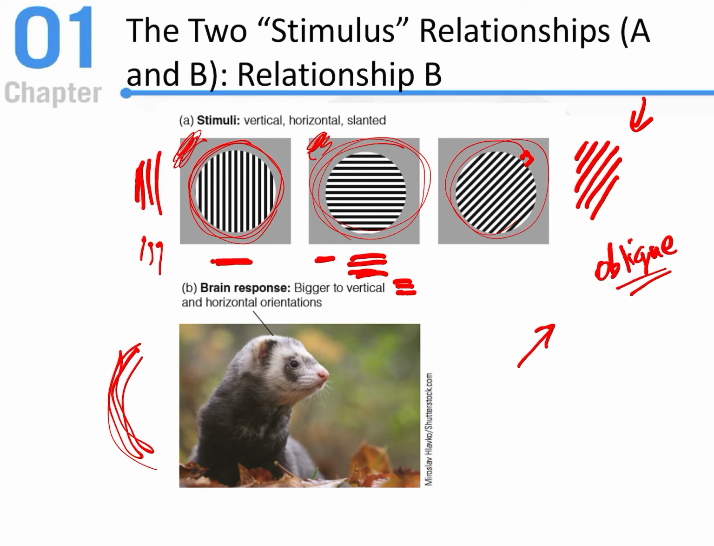So in 1998, there was a group that measured the relationship between this bar orientation, right? So this is the stimuli here. So between the bar orientation and brain activity in ferrets. And they found that just like humans, the vertical and horizontal orientations generated greater brain activity than the oblique effect. And it seemed that they were producing a larger physiological response than the oblique orientation. Now, they found that in ferrets.